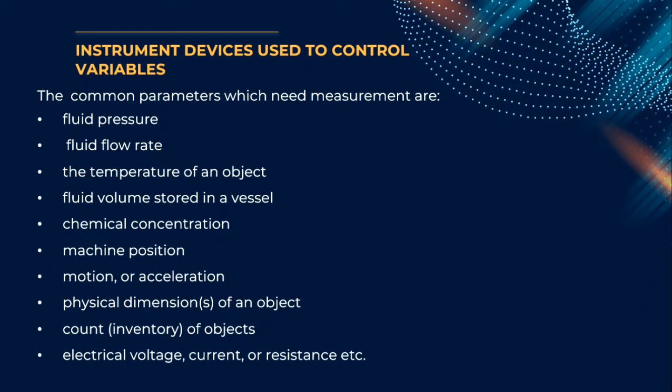So the common parameters which need measurements are fluid pressure, fluid flow rate, the temperature of an object, fluid volume stored in a vessel, chemical concentration, machine position, motion or acceleration, physical dimensions of an object, count inventory of an object, and electrical voltage, current or resistance, etc.